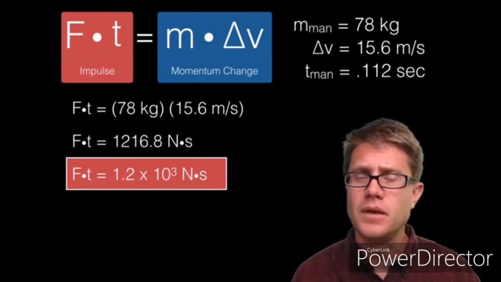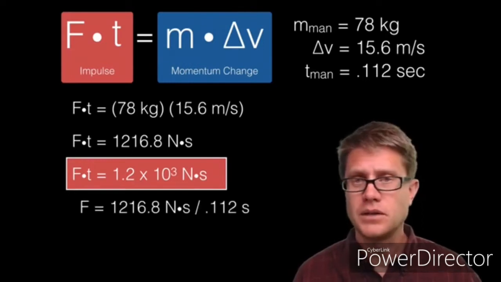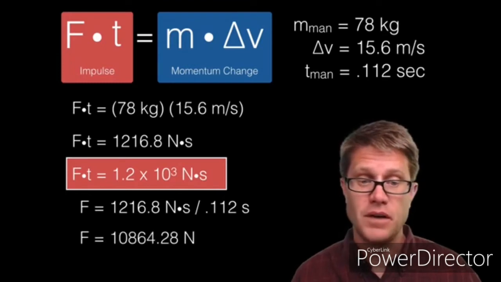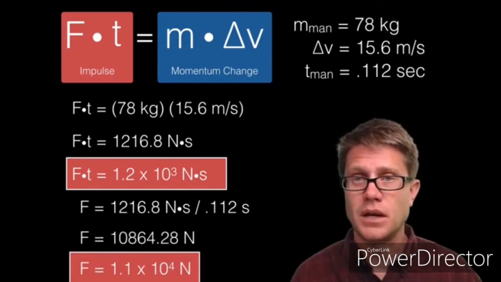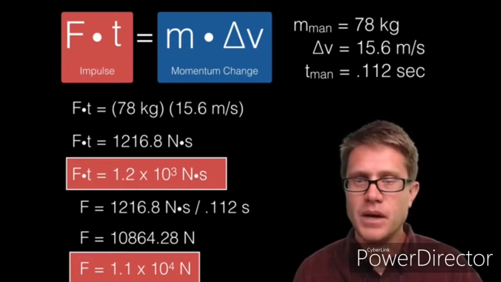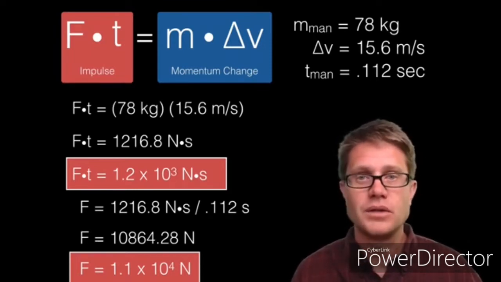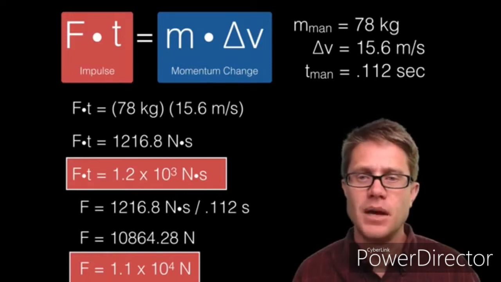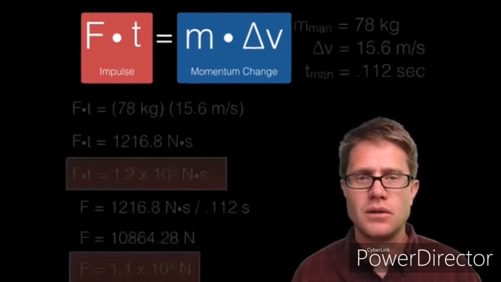If I want to figure out the force, all I'm going to do is divide by the time. And so that's going to give me a value of around 1.1 times 10 to the 4th newtons. And so that's going to be the force that is applied to that person. Now that's not a deadly force, and the reason why is that we've increased that amount of time. Even though the momentum and the impulse stay the same, by increasing the time we can decrease the force.